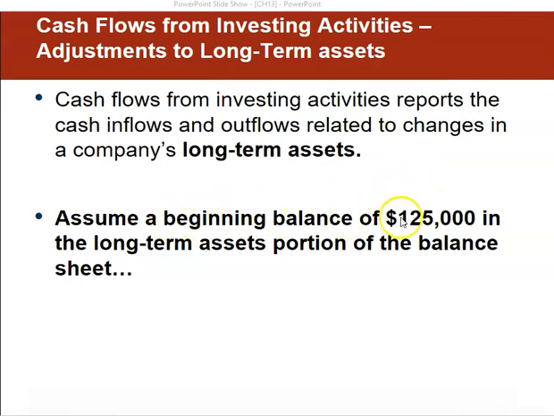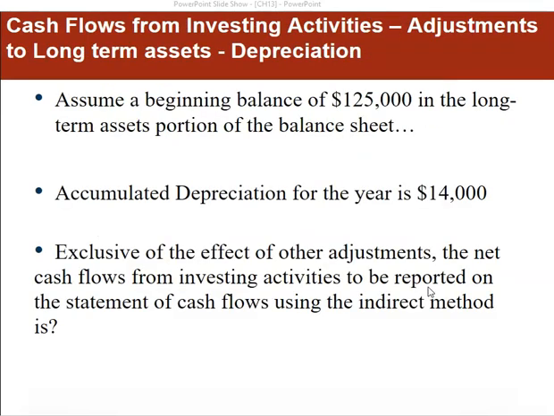It says assume a beginning balance of $125,000 in the long-term assets portion of the balance sheet. Now we're not talking about cash, we're just talking about assets on the balance sheet, non-cash assets. It says accumulated depreciation for the year is $14,000. Exclusive of the effect of other adjustments, the net cash flows from investing activities to be reported on the statement of cash flows using the indirect method is, I'm kind of curious about this myself.